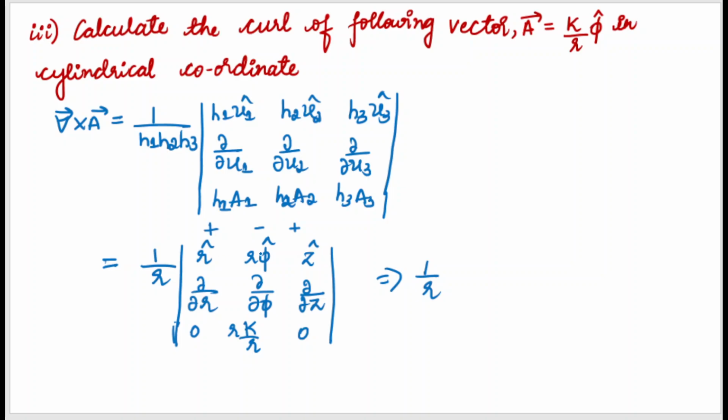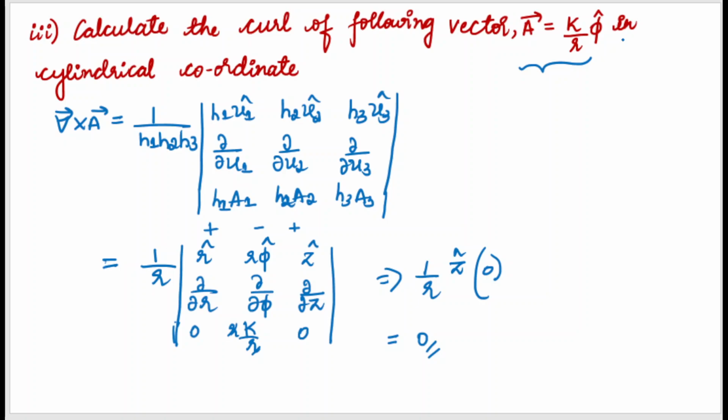Cancelling the first row and the second column, it will be 0. Remaining is only the z cap. So z cap into the differentiation of this constant, again it will be 0, completely 0. We are getting the answer to be 0. So this is the answer for the given vector, that is a vector which is equal to k divided by r phi cap. The curl of k divided by r phi cap is 0.